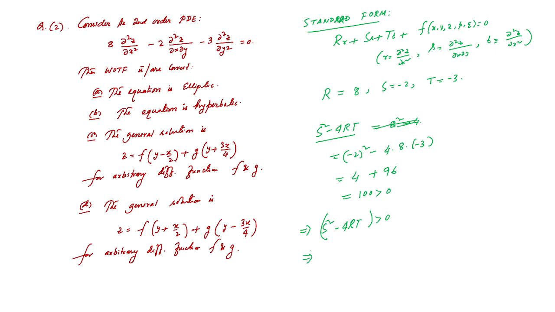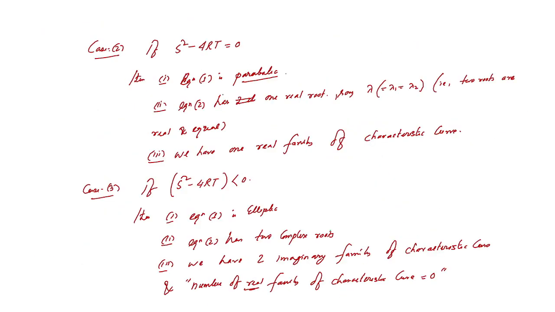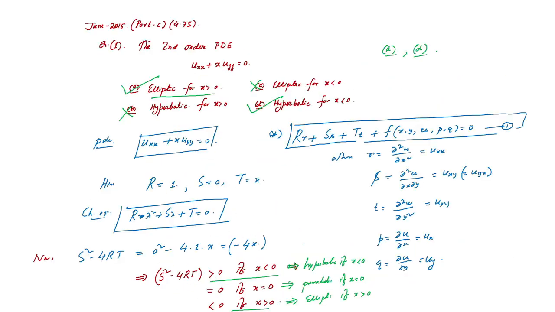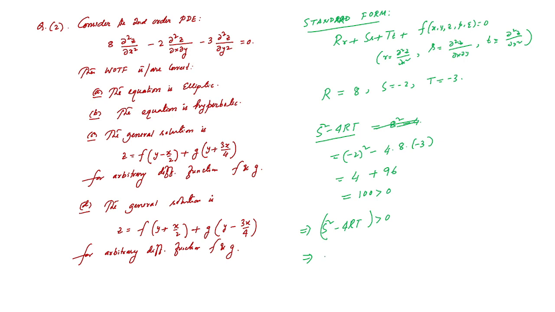So that means if the discriminant is greater than 0, you see case 1, equation 1 will be hyperbolic. So obviously we can conclude here, this is equation 1. So here the given PDE is hyperbolic in nature. Hyperbolic. So obviously option B is correct and option A is false.